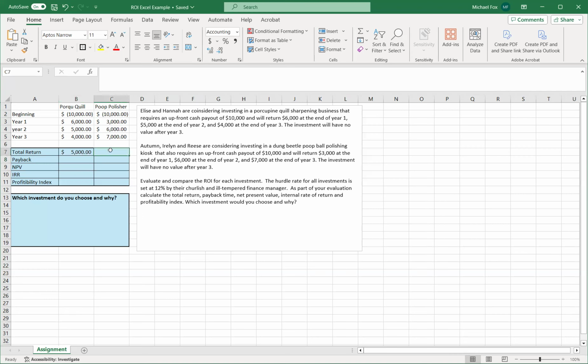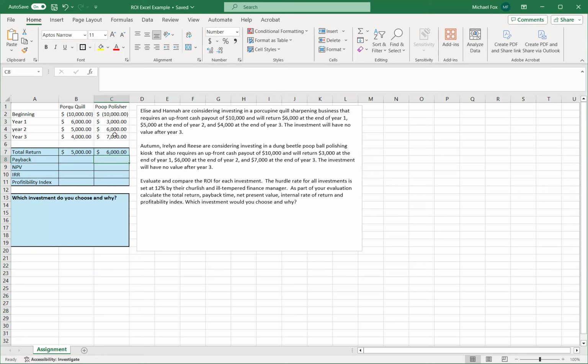And then for this investment, do the same thing. And we'll see on this one, we're actually going to get a little better return. We're going to get $6,000 over and above what we put into it. So if we're comparing the two, the second investment gets the win, so to speak, on total return.